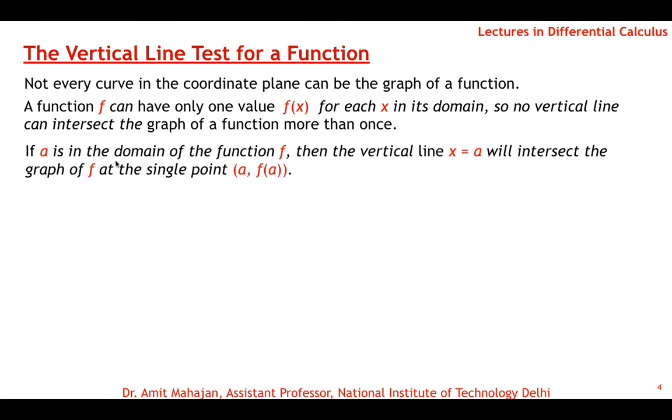So if a is in the domain of the function, then the vertical line at x equals a will intersect the graph of f at a single point, which is (a, f(a)), the function value at a.